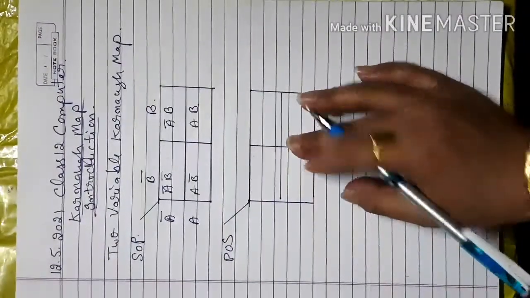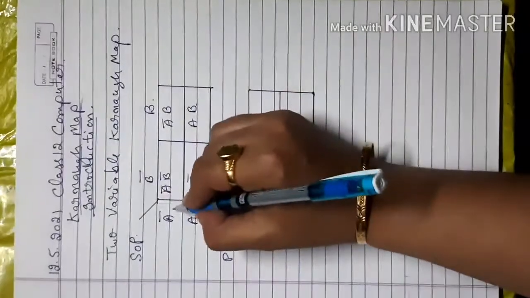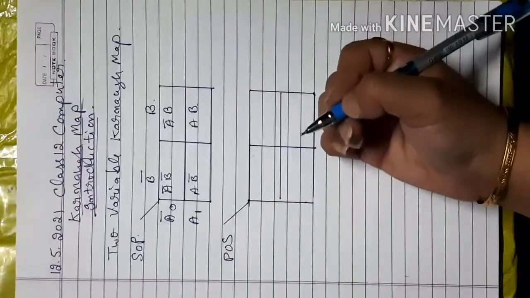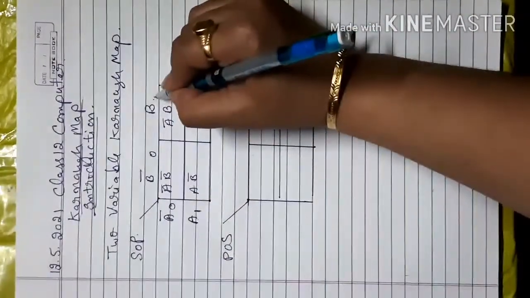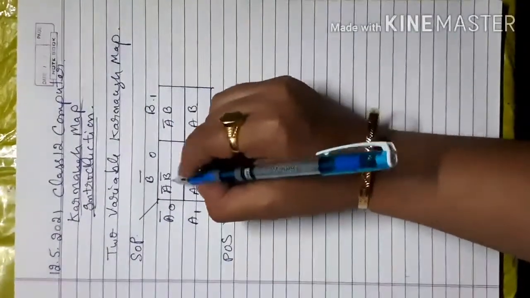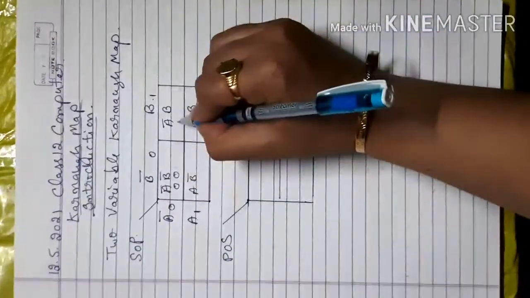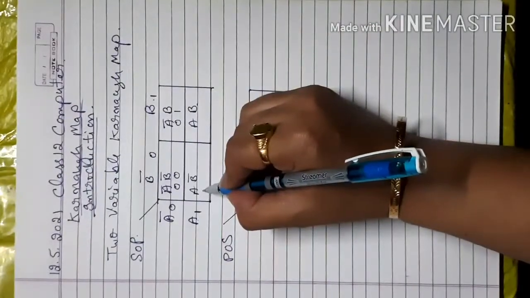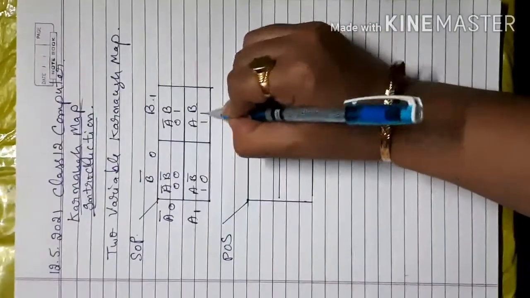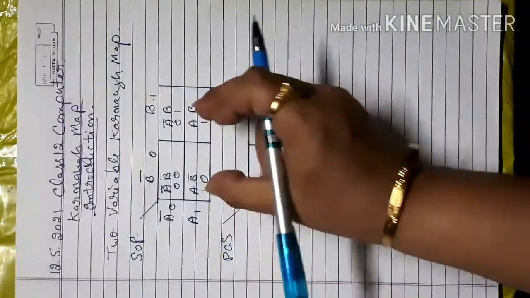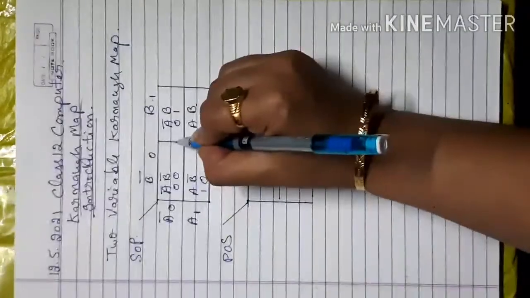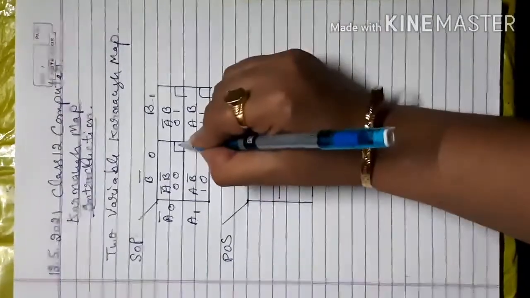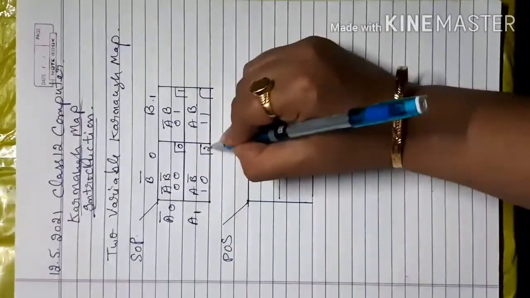Then if you show the binary form of this, in the SOP, complement is represented as 0 and the uncomplemented variable is represented as 1. So what is the binary number here? 0 0, then 0 1, then 1 0 and 1 1. And what is the decimal number of this binary number? We represent it under this box: that is 0, 1, 2 and 3.